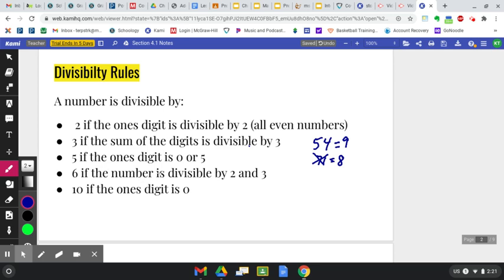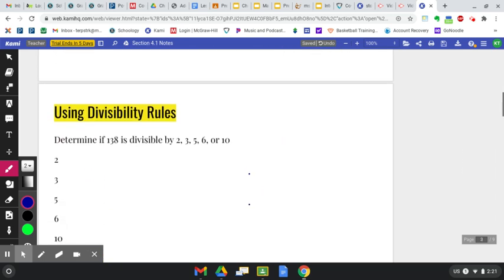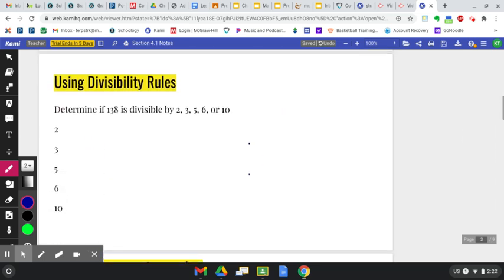And then it's divisible by 6 if it's divisible by both 2 and 3. Not one or the other. It has to be divisible by both 2 and 3. That would mean it's divisible by 6. And if the ones digit is 0, then it's divisible by 10. So we'll just look and see using the divisibility rules. So we'll say why or why not.